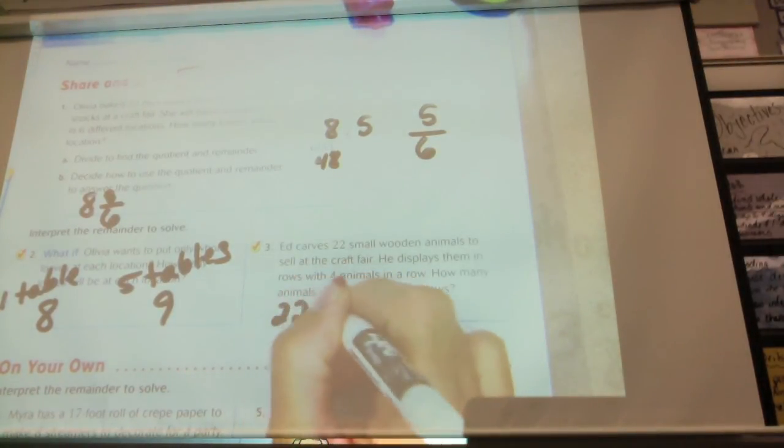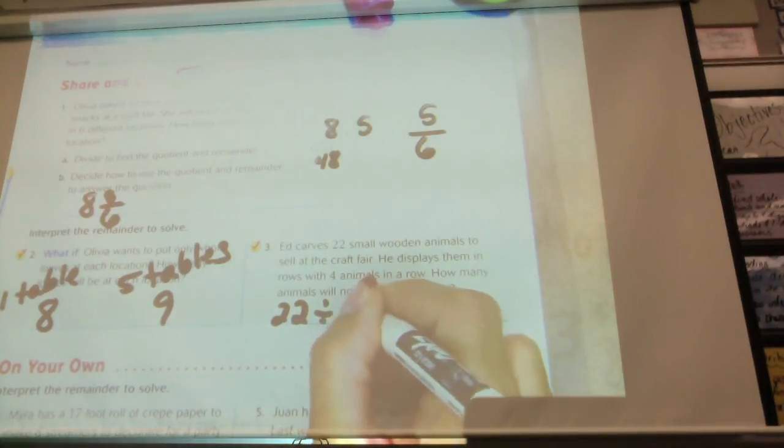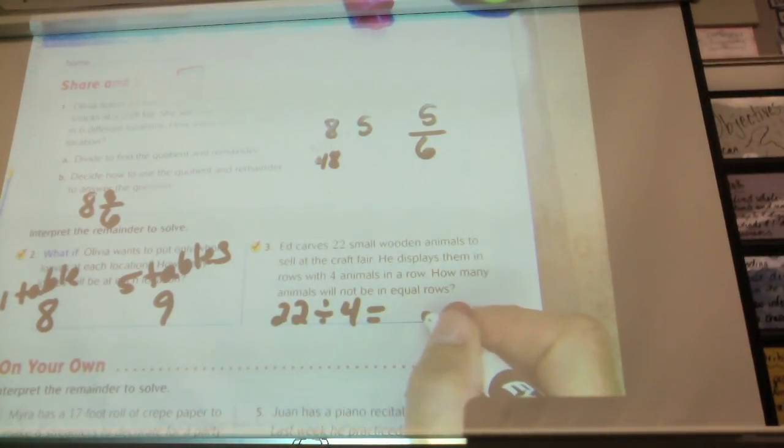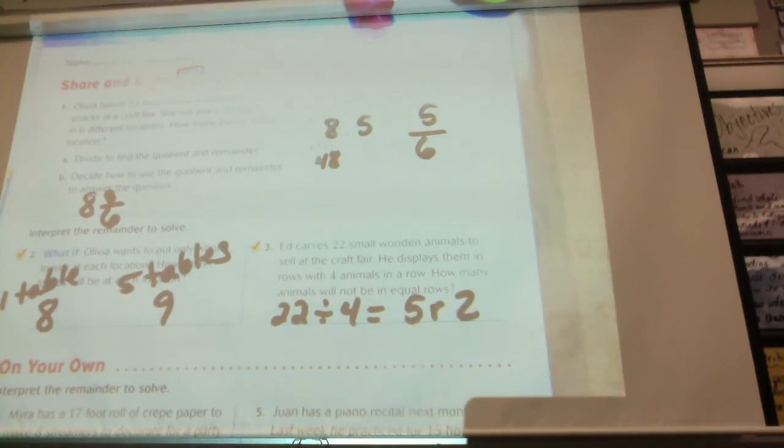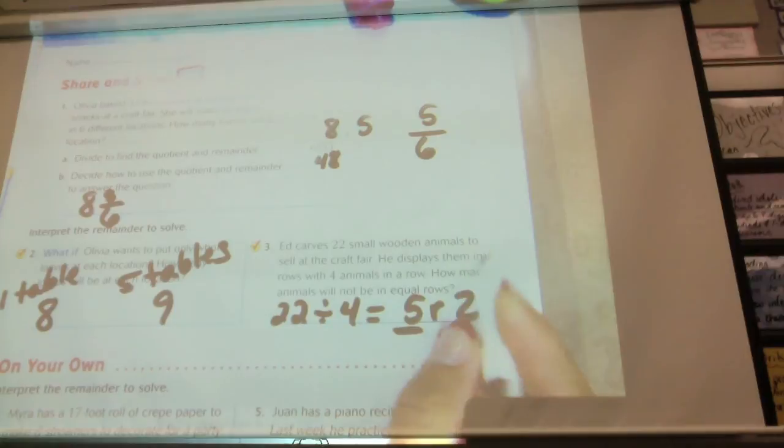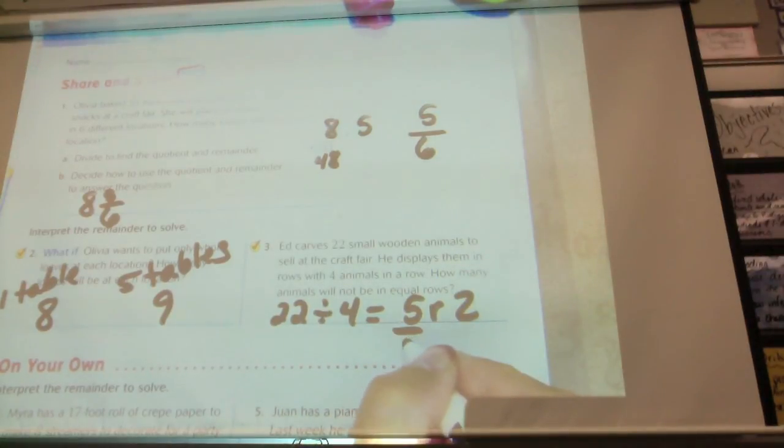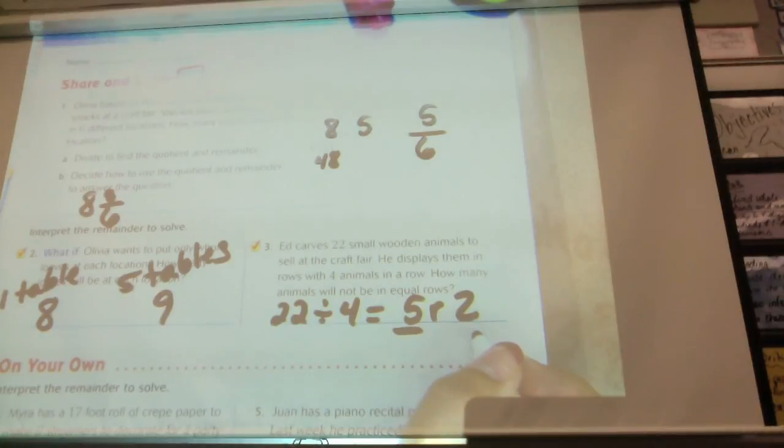It's 22 divided by what? 4. And what is the quotient of 22 divided by 4? 5. And what is the remainder? 2. Now, one of these numbers is going to represent how many animals will not be in an equal row. Is it the 5 or the 2? 2. The 5 is how many equal rows there will be. Because we have 4 animals in each row, there will be 5 equal rows with 2 animals left over. So those 2 animals will be the animals that are not in an equal row.